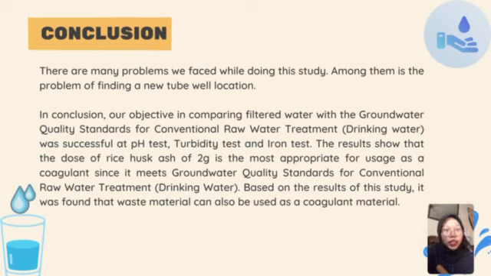For the conclusion, there are many problems that we faced while doing this study. Among them is the problem of finding a new tube well location. In conclusion, our objective in comparing filtered water with the groundwater quality standard for conventional raw water treatment drinking water was successful at the pH test, turbidity test and iron test. The results show that the dose of rice husk ash of 2 gram is the most appropriate to use as a coagulant since it meets the groundwater quality standard for conventional raw water treatment. Based on the result of the study, it was found that waste material can also be used as a coagulant method. Thank you from us.